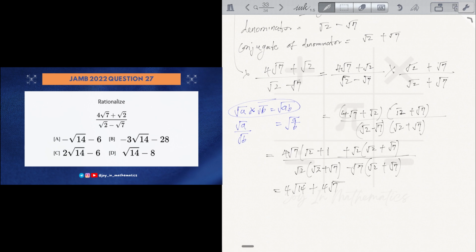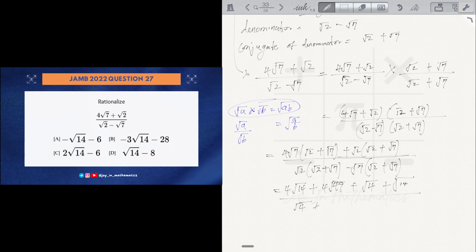multiplied by root 7, which will give us root 7 times 7, and this is root 49, plus root 2 multiplied by root 2, that's root 2 times 2, and this will give us root 4, plus root 2 multiplied by root 7 will give us root 2 times 7, and this will give us root 14, divided by the denominator. Root 2 multiplied by root 2 will give us root 2 times 2, which is simply root 4.